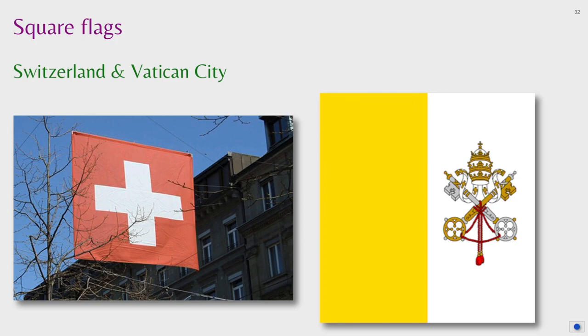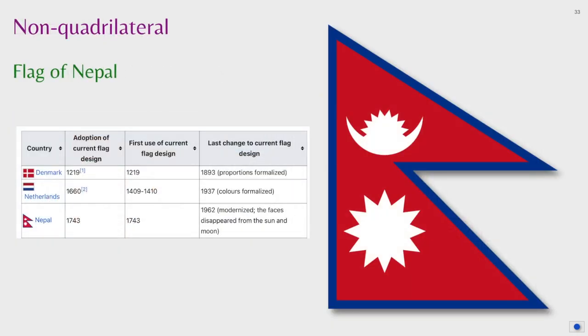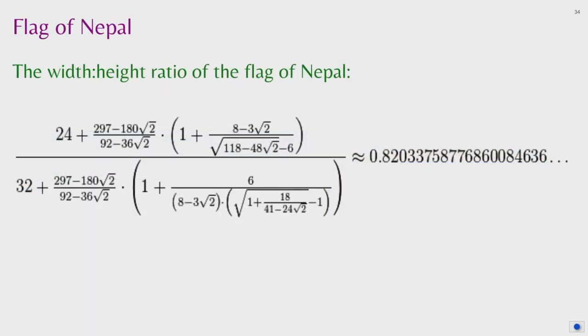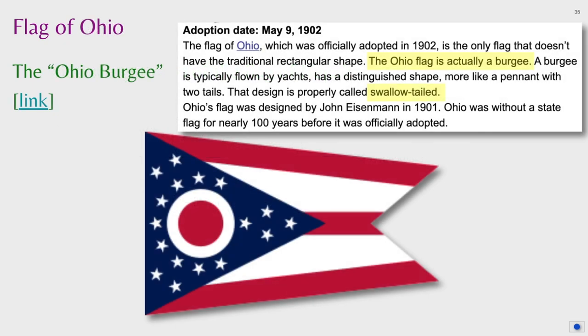Only two national flags are square. And Nepal has the only non-quadrilateral flag, the third oldest, in fact, nationally, which echoes the peaks of the Himalayas. And this is the height-to-width ratio. The only non-rectangular US state flag is known as the Ohio Burgee, which I'm reassured is actually a Burgee, a swallow-tailed one, in fact.